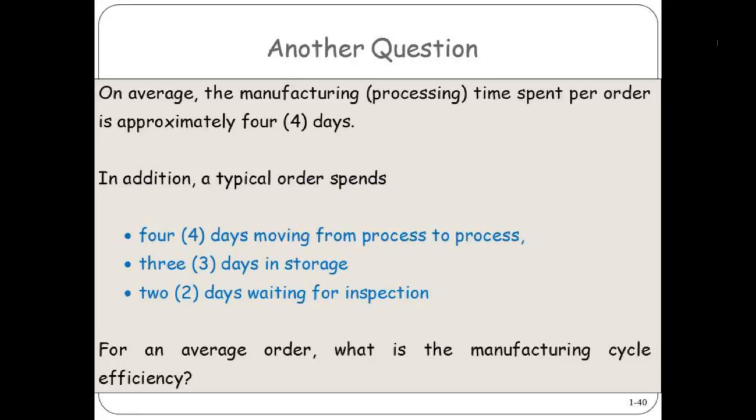How about moving from process to process? It's got to move, right? There may be some inefficiency in there, but let's assume it's efficient for the moment. I don't know how else to assume it. Storage, that I'd say is not value-added. Waiting for inspection? No. So out of a total of 13, you'd have 8 out of 13. That would be your efficiency. If you don't believe that is efficient or value-added, it could be 4 out of 13. So that would be your cycle time efficiency.